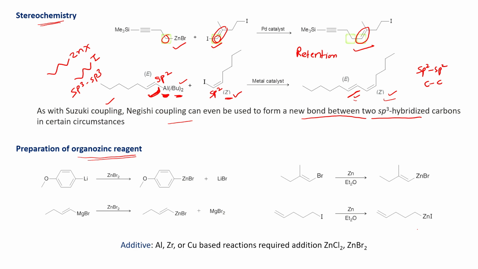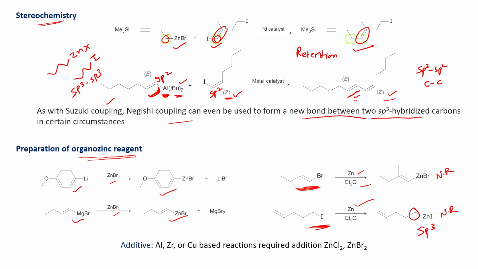So how can you make the organozinc reagent? It is very easy. Just treat your organolithium with zinc bromide or your Grignard reagent with zinc bromide. You will get your organozinc reagent. Or you can use an organohalide treated directly with zinc in the presence of diethyl ether. You will get your Negishi reagent. Here you can see alkyl halide reacting with zinc, giving you the Negishi reagent. So this carbon will make an sp3 bond with the other part, which can be sp2 or sp3.